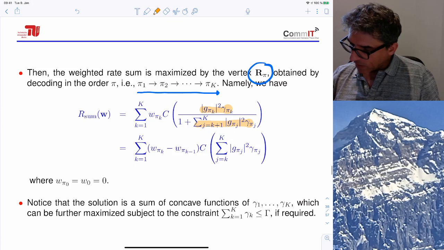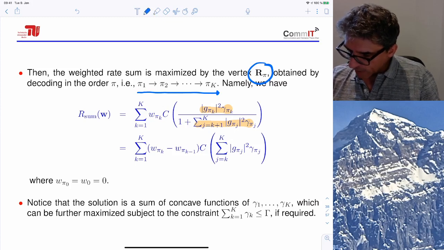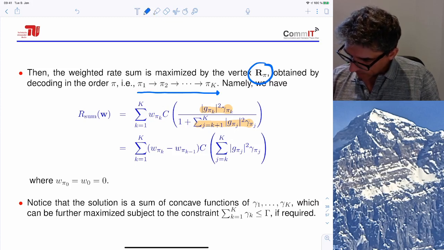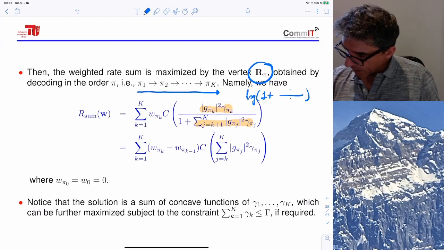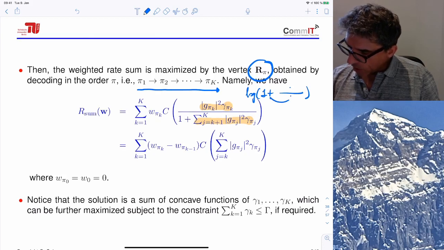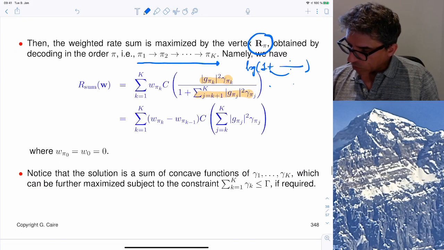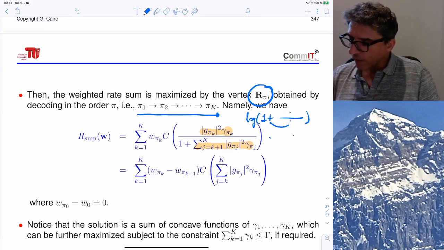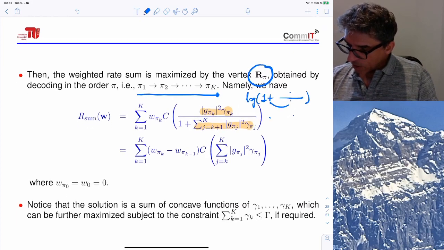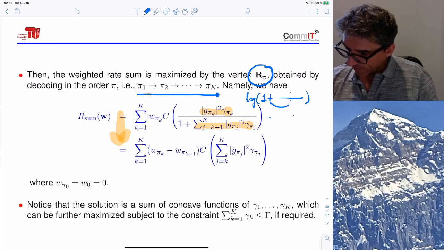It turns out that if you write this function as log of 1 plus this ratio, and then you multiply out, and then you break the logarithm of the ratio into the difference of two logarithms, and then you rearrange the terms, you can rewrite, and please do this as an exercise, you can rewrite the function in this form.